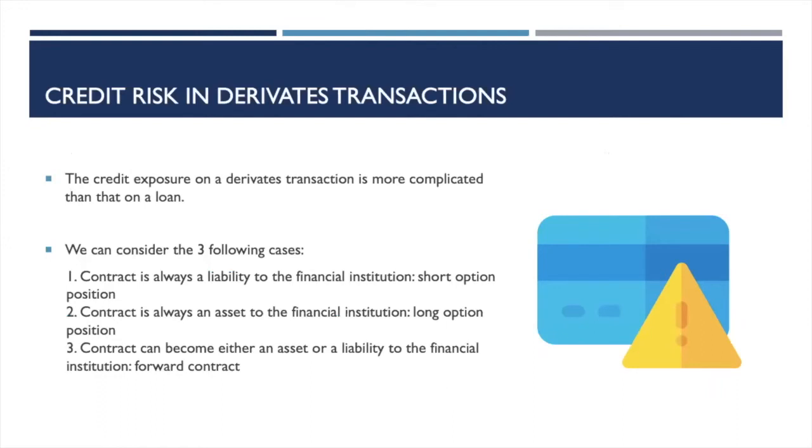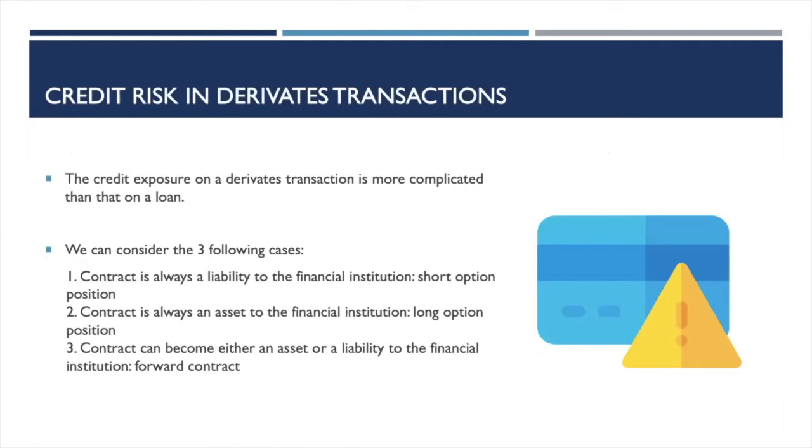Credit risk in derivatives transactions. The credit exposure on a derivatives transaction is more complicated than that on a loan. This is because the claim that will be made in the event of a default is more uncertain. Consider a financial institution that has one derivatives contract outstanding with a counterparty. Three possible situations can be distinguished.